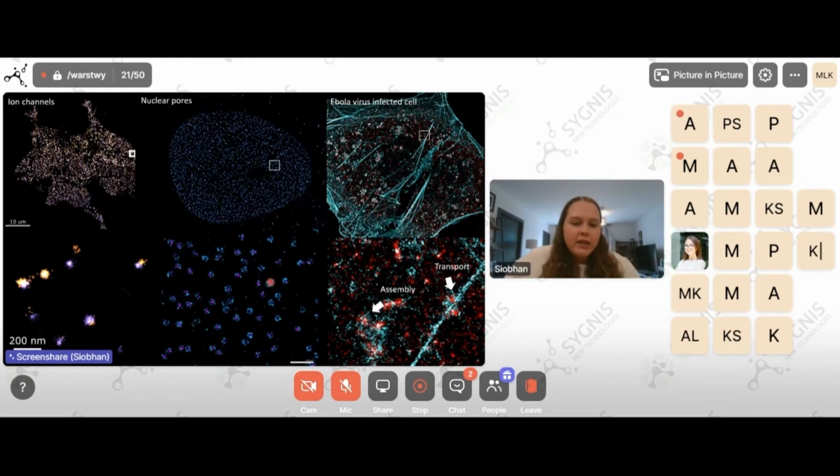The second example is quite a well-researched area, especially within the super-res field, and that is looking at nuclear pore complexes. These nuclear pore complexes, again, are quite small.